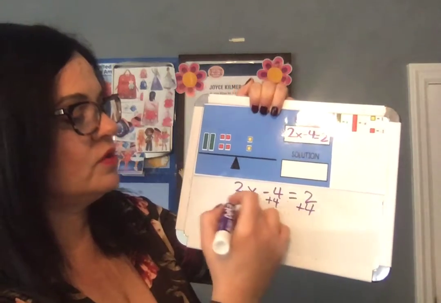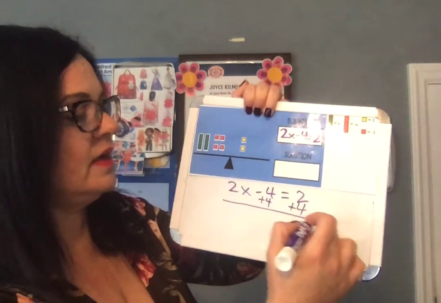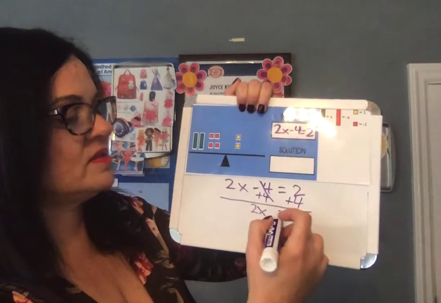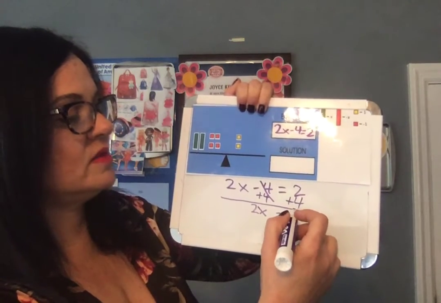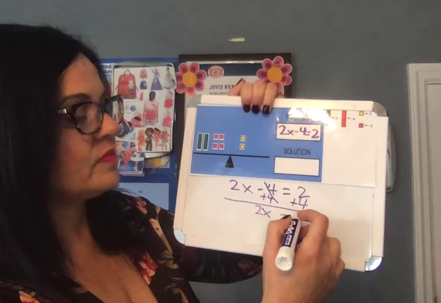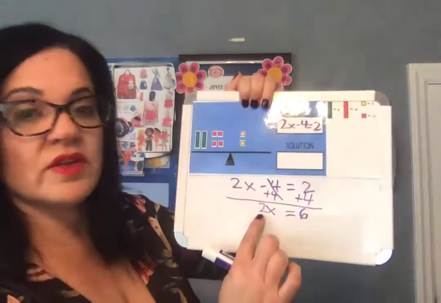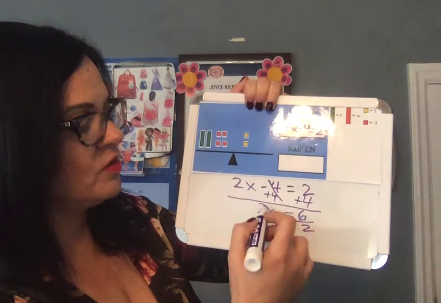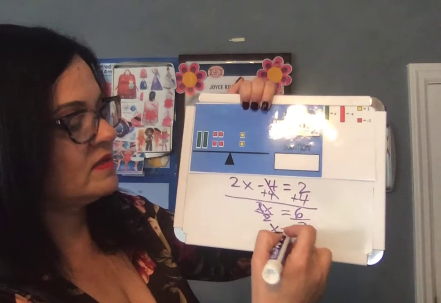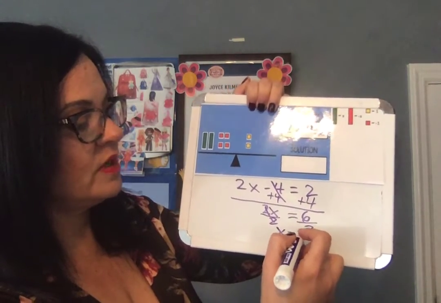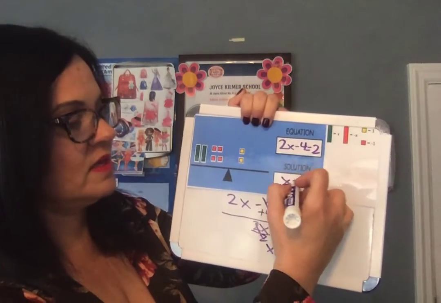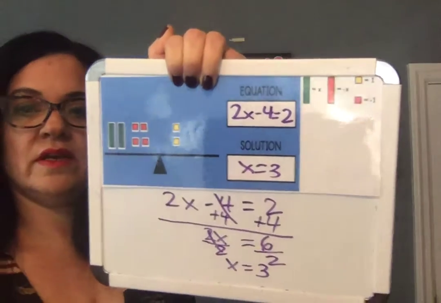We add 4 to both sides, draw a line, bring our 2x down, cross this out. 2x equals 6. To get rid of the 2, we divide 2 on both sides. Cross this out, x equals 3 because 6 divided by 2 is 3. So our solution is x equals 3, okay?